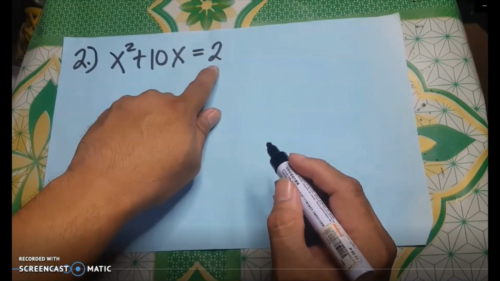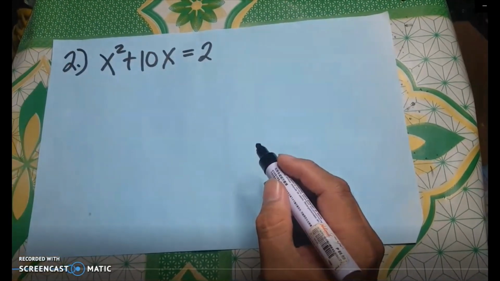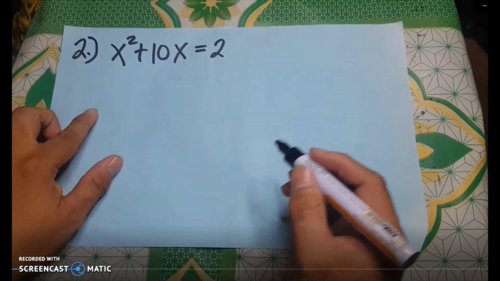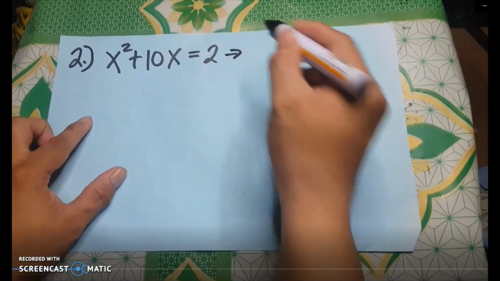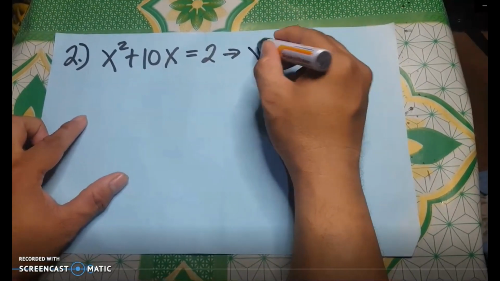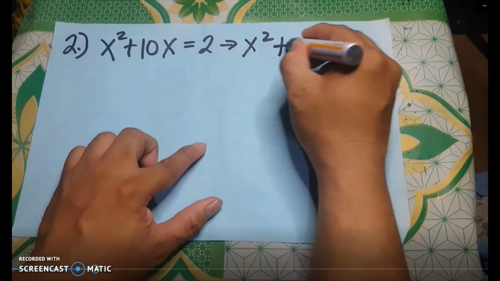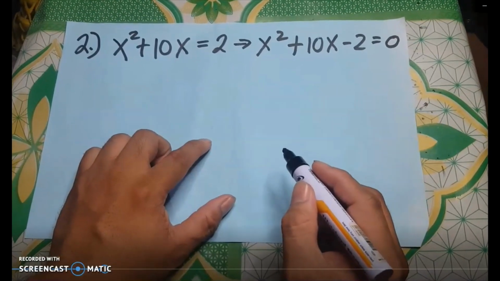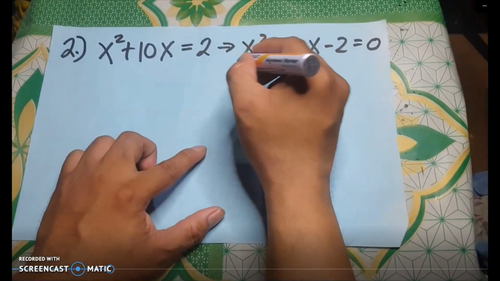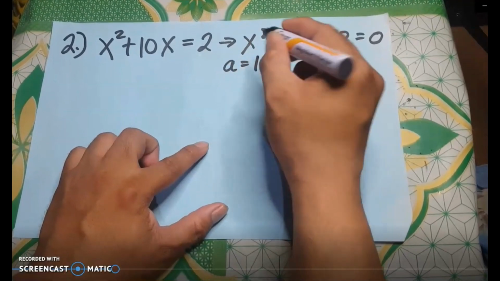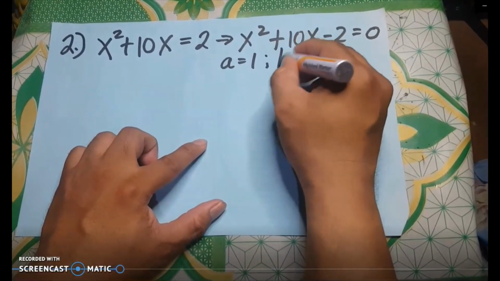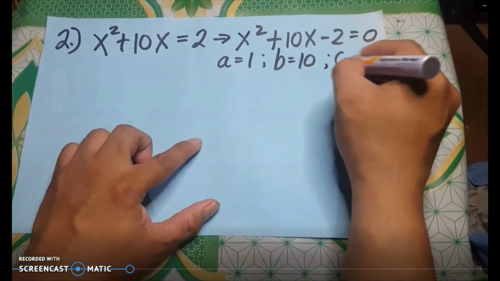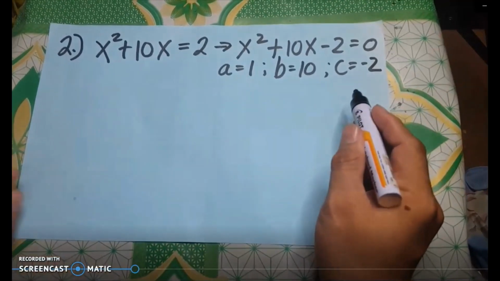So you might come up with the value of it as 2, but you'll never know once it's arranged into general form, iba pala yung magiging value niya. So arrange natin it first. So from x squared plus 10x is equal to 2, magiging x squared plus 10x minus 2 is equal to 0. Then from here, we are going to find the values of the variables a, b, and c. So a is equal to 1, the numerical coefficient of x squared. Then b is equal to 10, the numerical coefficient of the middle term, while c is equal to negative 2, that is the constant term.